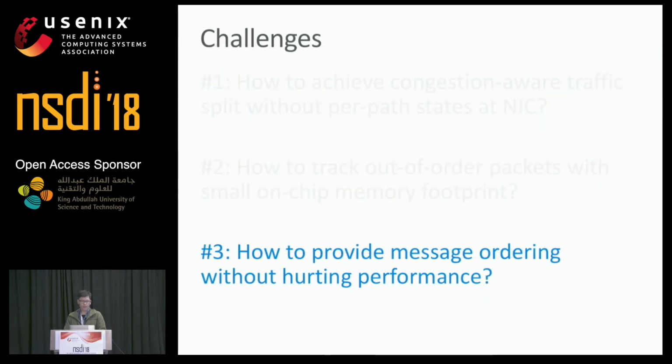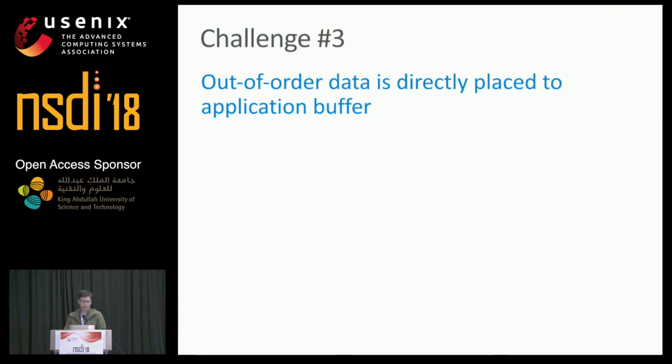So let's look at the third challenge. The third challenge is how to provide message ordering without hurting the performance. Because the NIC buffer is so small, when the out-of-order data arrives at the receiver, we cannot store it in the NIC. So we have to put the out-of-order data directly into the application buffer. So it will lead to a problem.